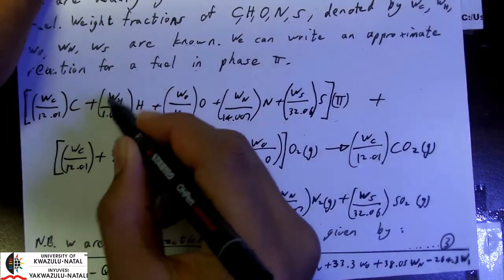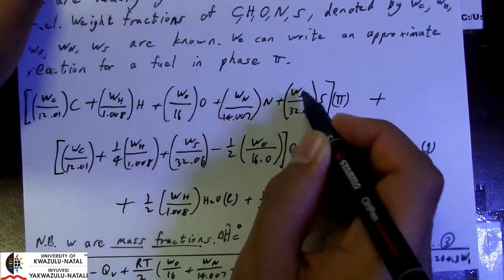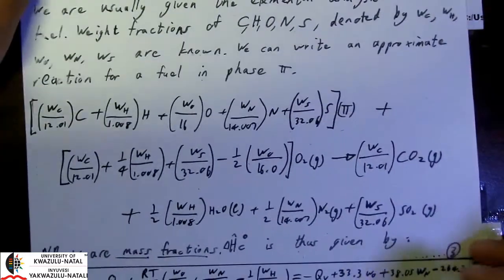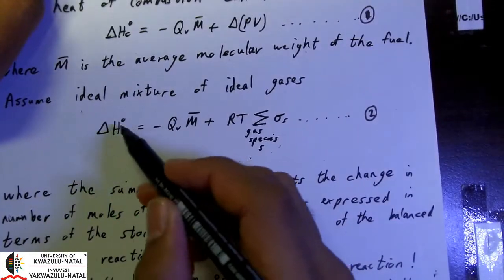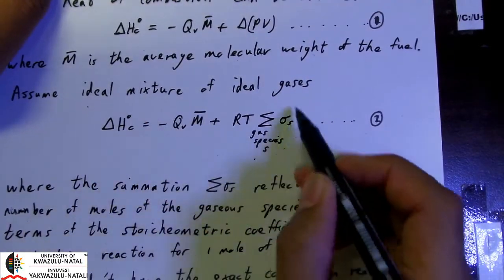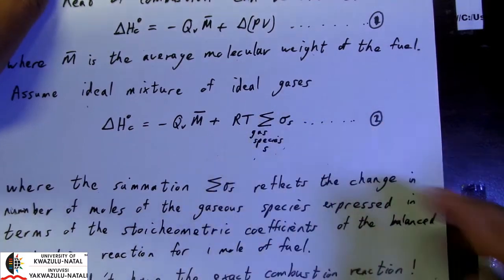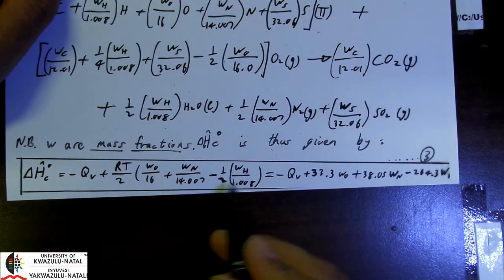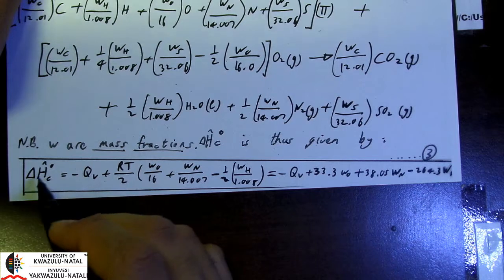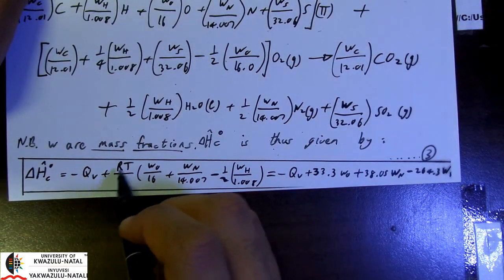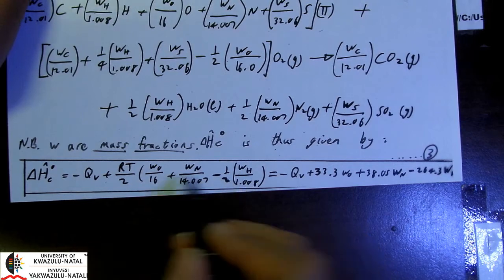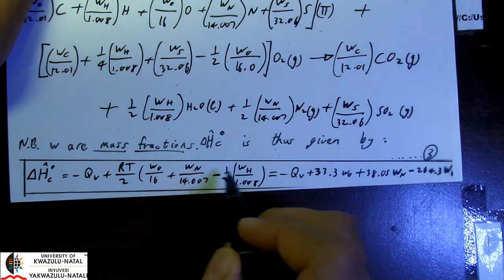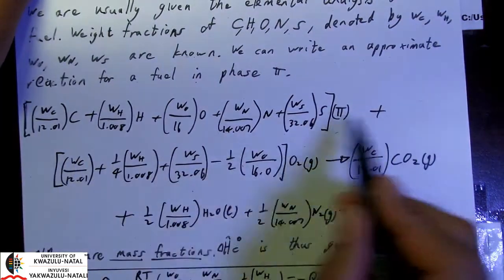All of these W's here are of course mass fractions that we obtain from ultimate analysis of our fuel. So now, looking at this equation here for our heat of combustion, and by noting our actual stoichiometry for our fuel, we get the following equation. Our delta HC naught is equal to negative QV plus RT over 2, and we have our stoichiometric coefficients based on our mass fractions. And this is for this particular reaction.